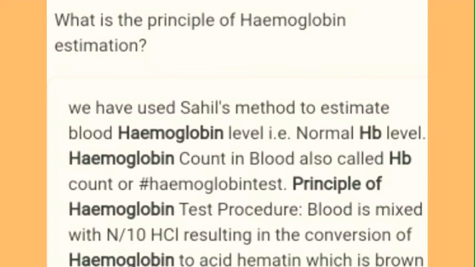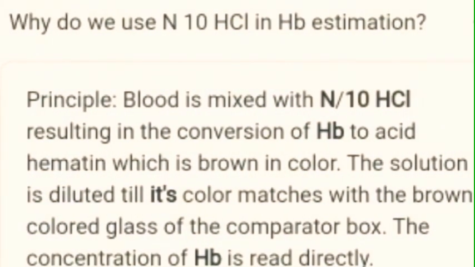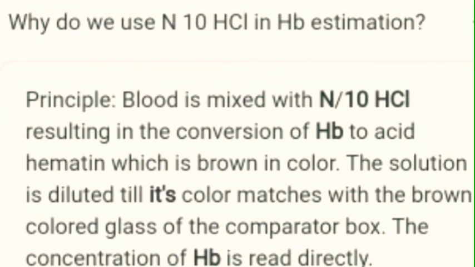So, why is only N/10 HCl used in Sahli's method? The principle of Sahli's method, or acid hematine method, is quite easy: when the blood is added to N/10 hydrochloric acid, the hemoglobin present in RBC is converted to acid hematine, which is a dark brown colored compound.